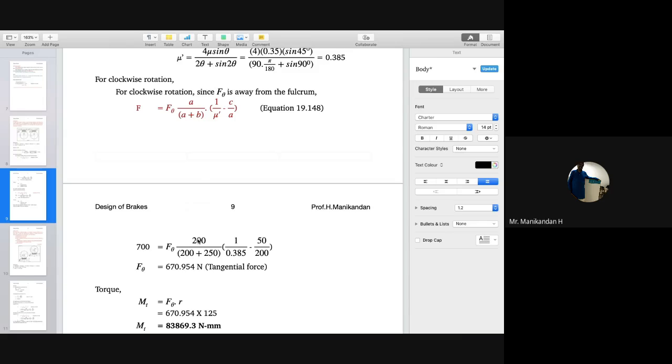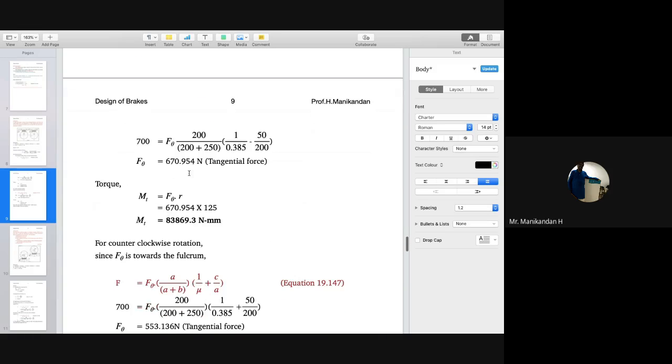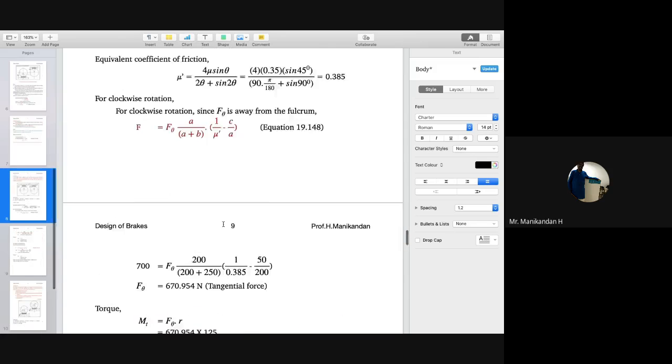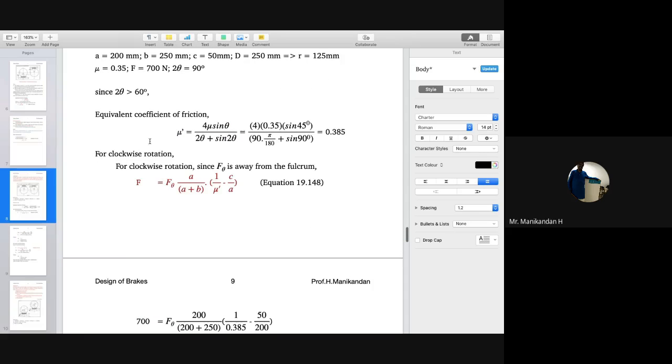A by A plus B is 200 by 200 plus 250. 1 by mu dash is 1 by 0.385. C by A is 50 by 200. If we substitute, we find F theta is equal to 670.954. That's the tangential force. Now torque is equal to tangential force into radius of the drum, so F theta into R. So I got 83,869.3 Newton mm. Now this is for clockwise rotation.